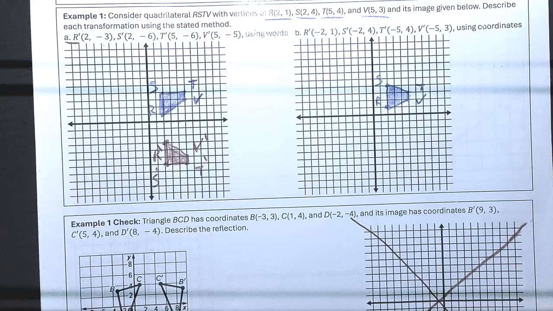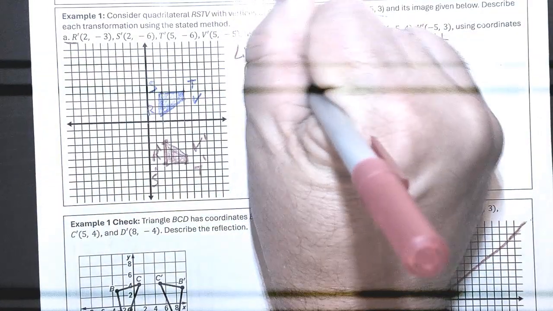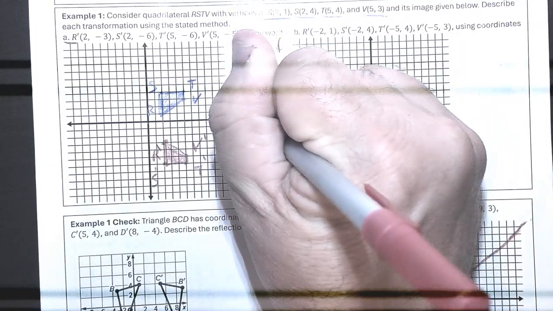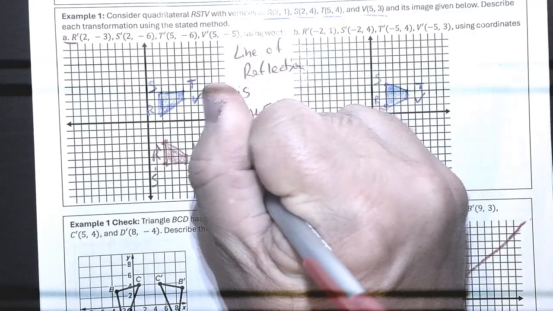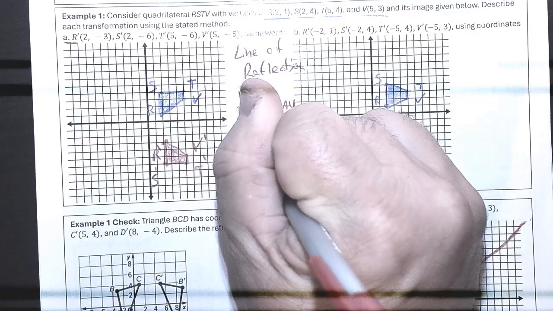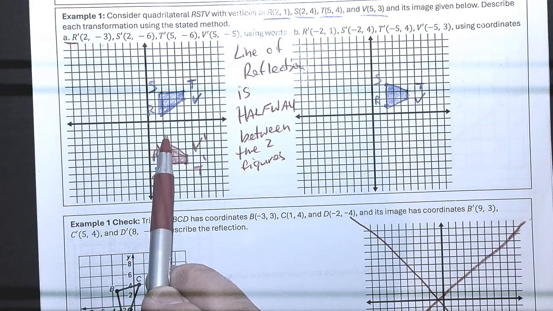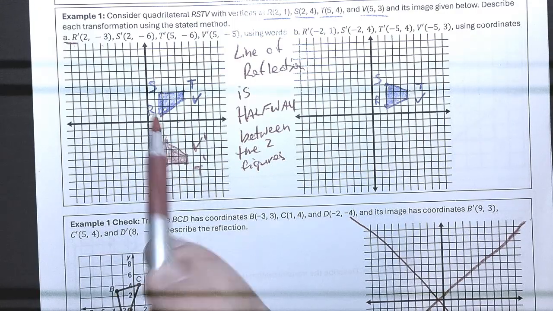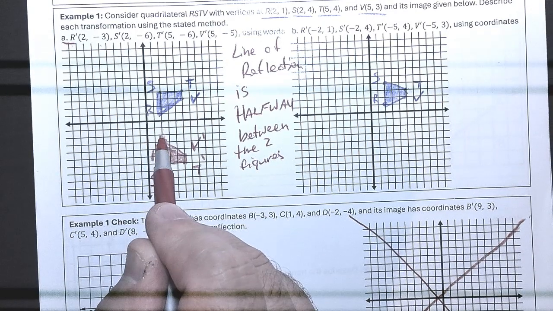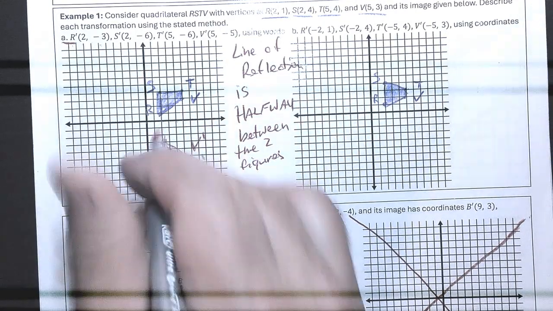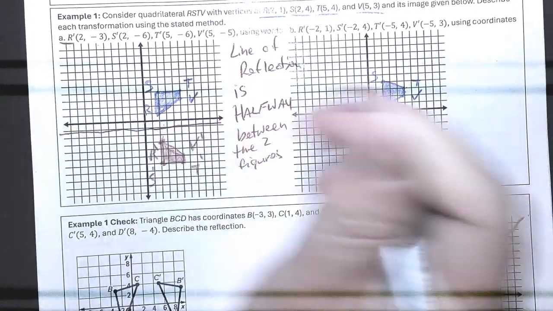Now, the line of reflection is halfway between the two figures. Okay, so that being said, we're going to count from R to R. That's 1, 2, 3, 4. So if it's 4 in between, we can count up 2 or down 2. So 1, 2, or down 2, 1, 2. So this is our line of reflection.